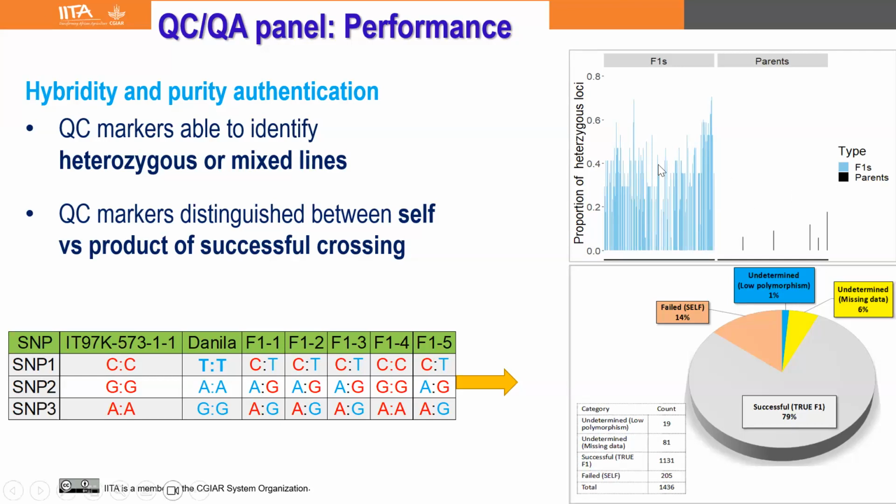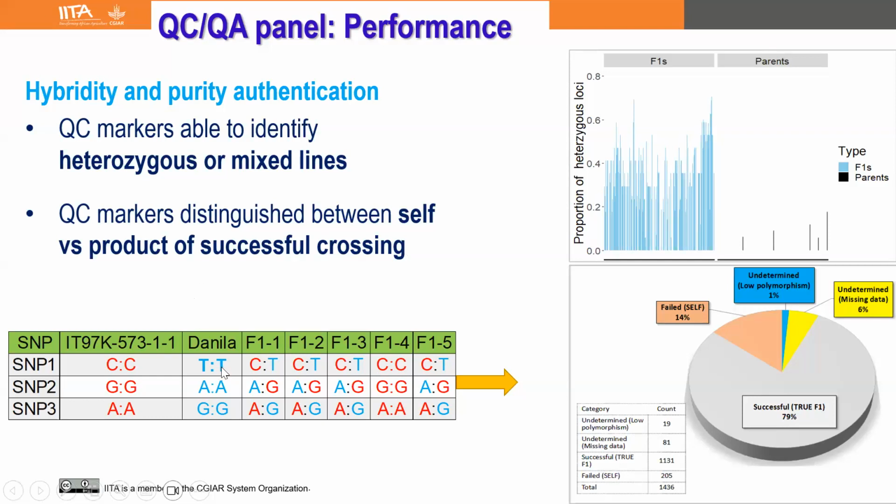So we compared the F1s and their parents on your right here, looking at the proportion of heterozygosity on the y-axis. And then we have the F1s and the parents. As expected, you can see that the QC panel was able to detect that the F1s are highly heterozygous. The parents were mostly homozygous, but it was also still able to detect some residual heterozygosity in some of the parents, or issues of admixtures in the parents. And so it's still telling us that the QC panel can help us make very good decisions in the breeding program and make good progress.